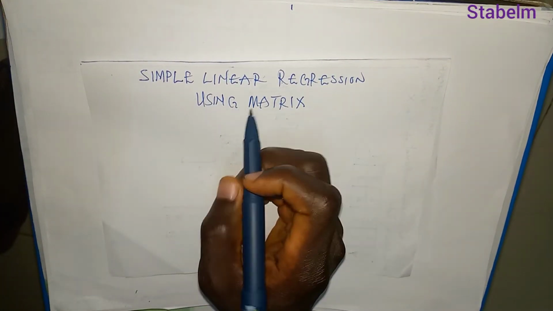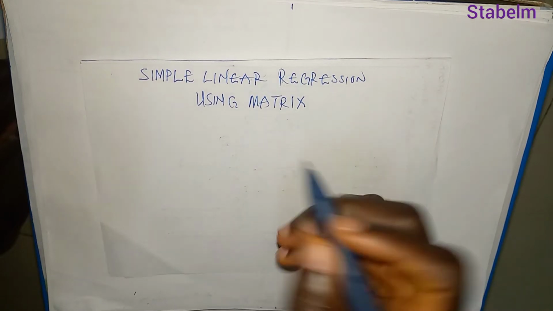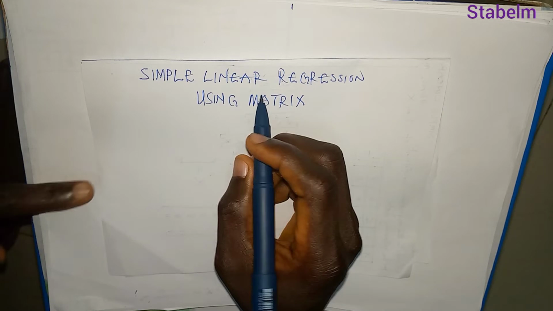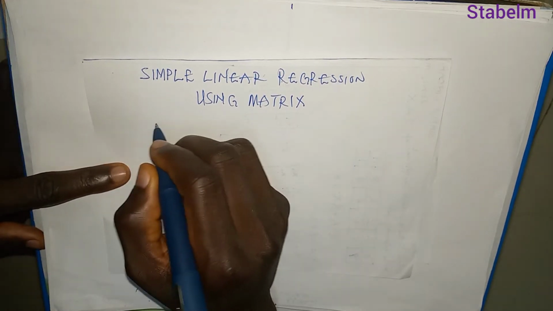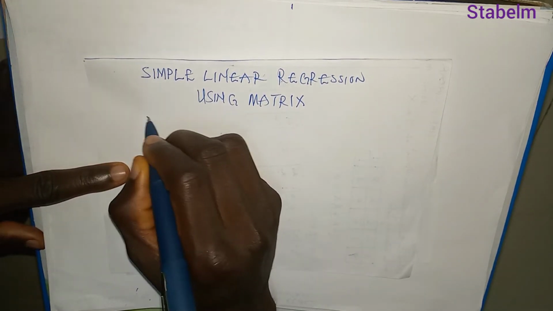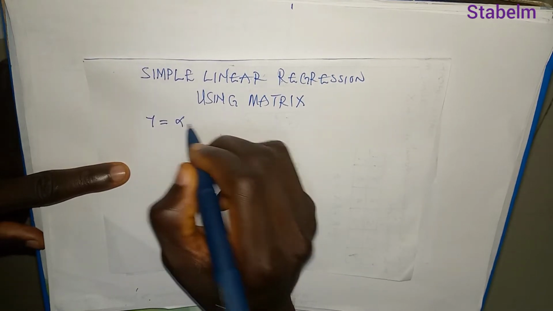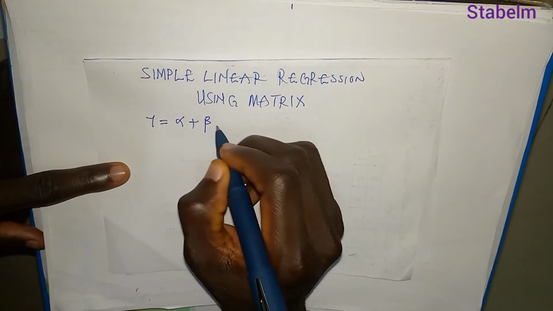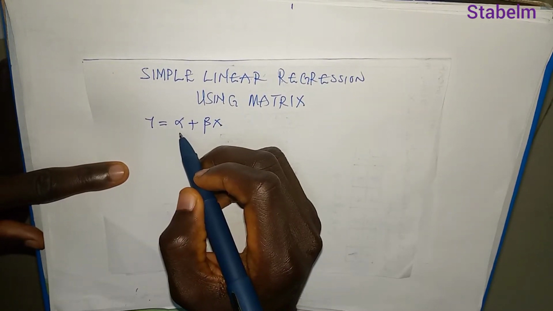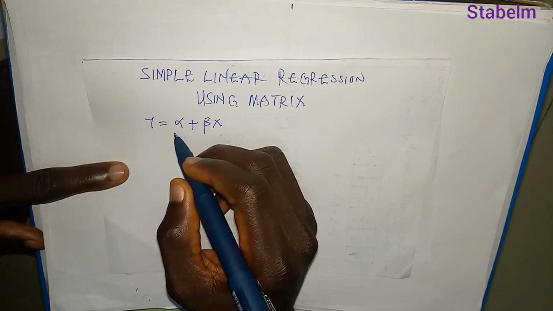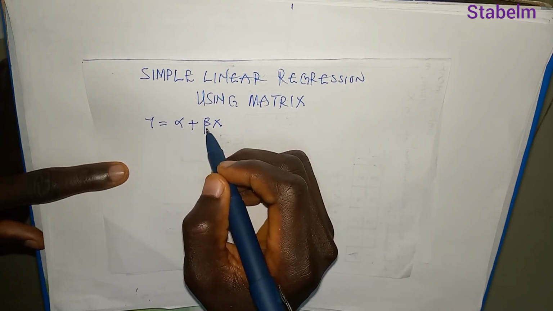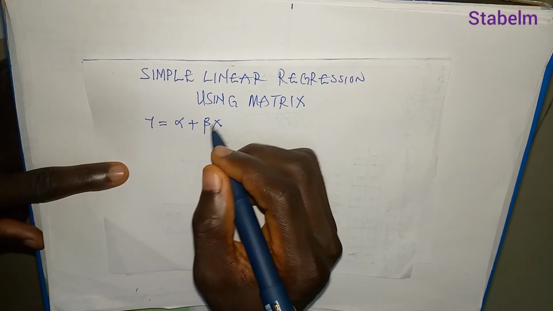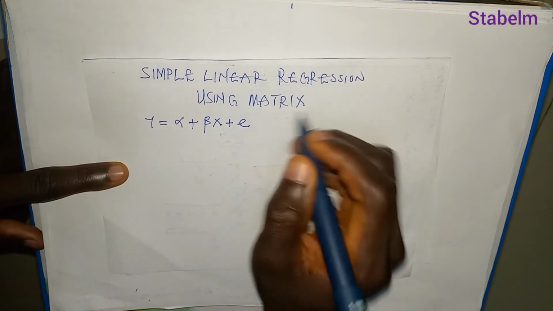Simple linear regression using matrix. So we're going to use matrix to solve this simple linear regression. The simple linear regression model is y equals alpha plus beta x, where alpha is the coefficient, beta is also the coefficient. Alpha is a constant and beta is the slope. So then we have a plus error term.